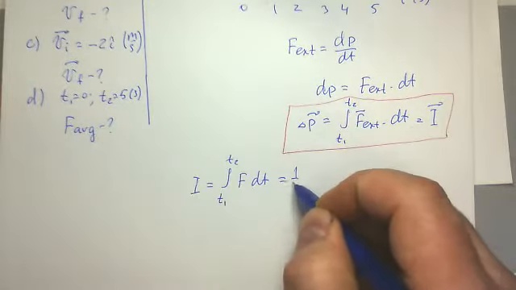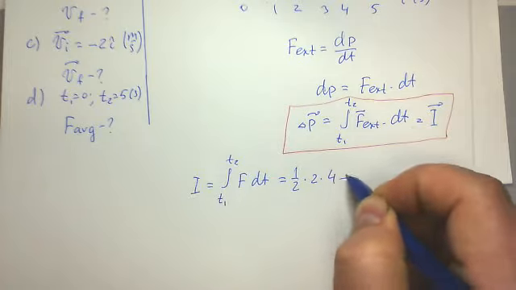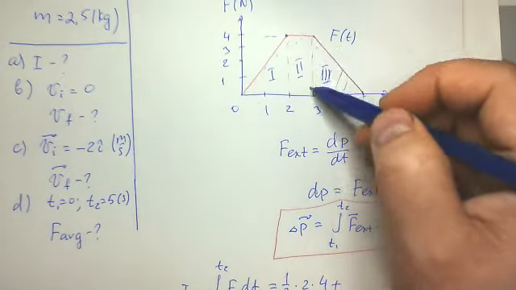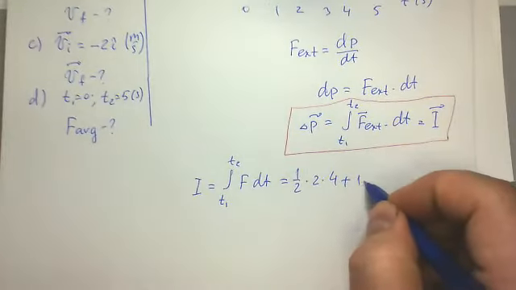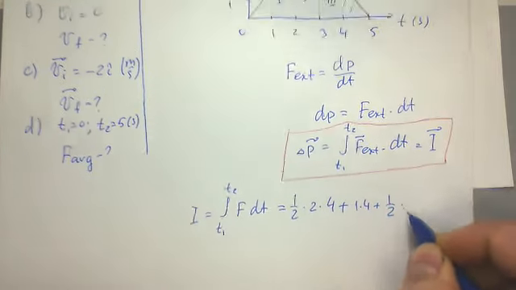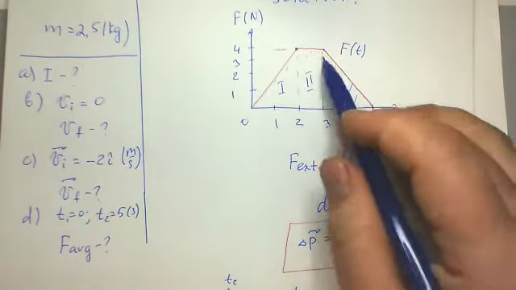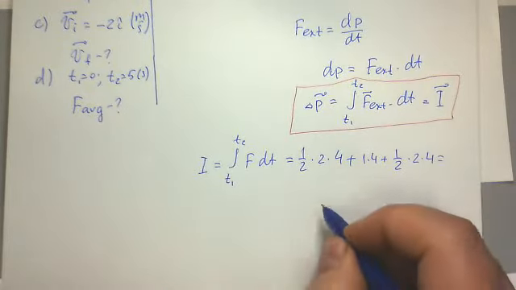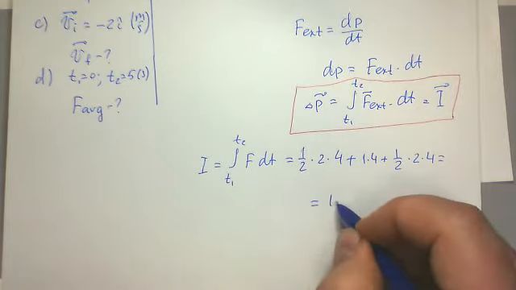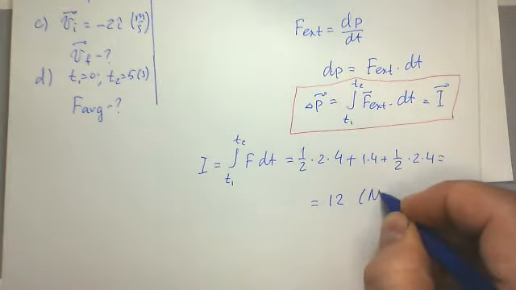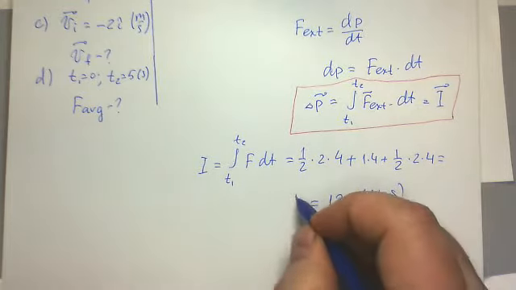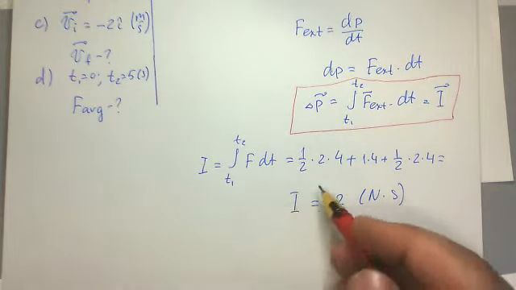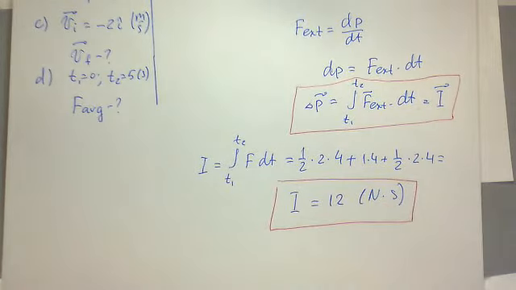So that would be 1/2 times 2 times 4, plus the area of this rectangle, just 1, this length, times 4, this length. So plus 1 times 4, and plus again 1/2 times 2 times 4, the same triangle. So just find this expression, and it is equal to 12 newtons times seconds. So that is not momentum, excuse me, but the impulse in our problem.